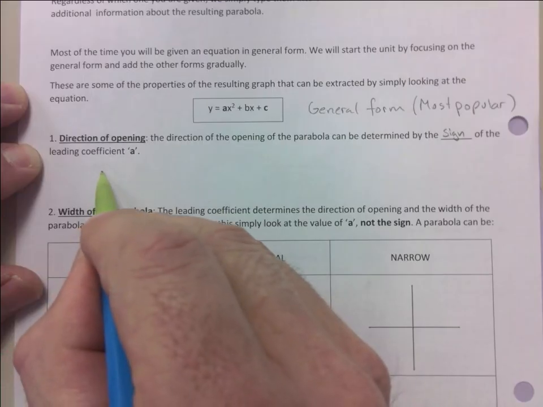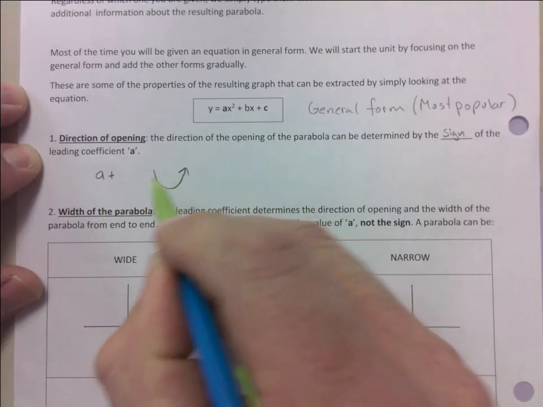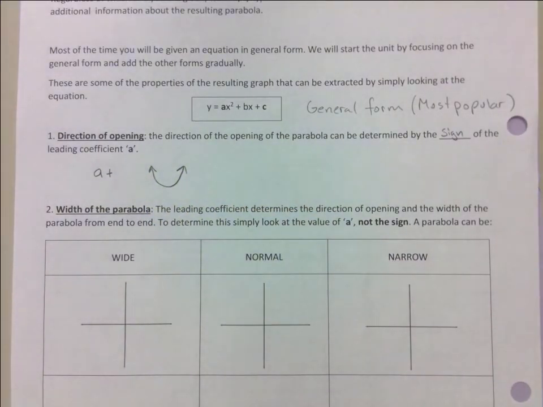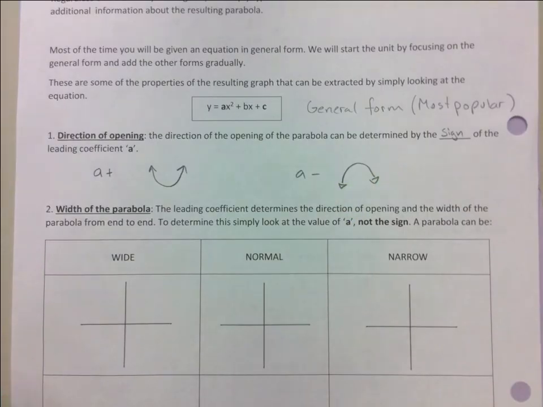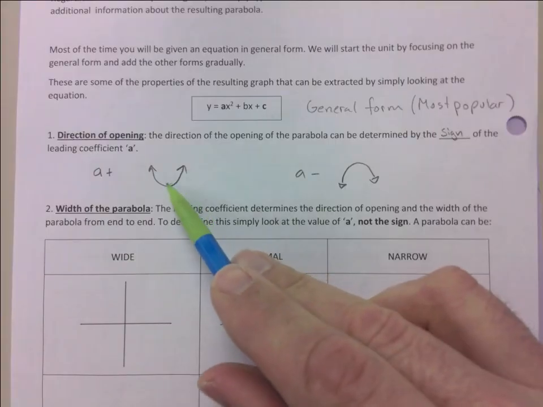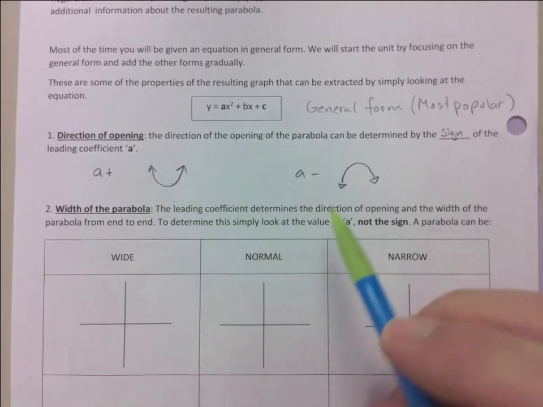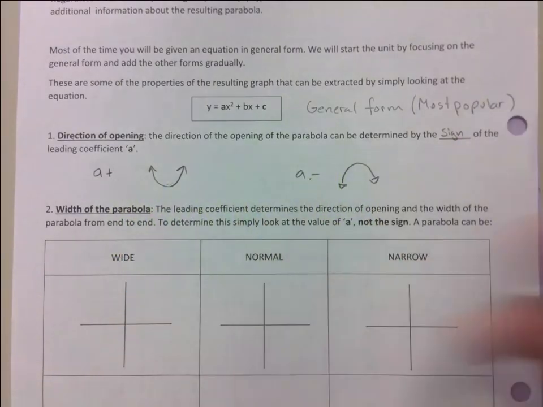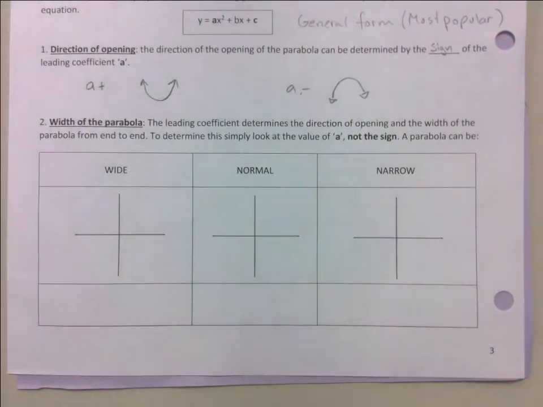So if you notice that A is positive, you know without a shadow of a doubt that this thing is going to be pointing up. If A is negative, you know without a doubt, you're expecting, when you put this into your calculator, A is negative, you put it in and it looks like this, you know you did something wrong. You forgot something, okay? If it's negative, it's pointing down. If it's positive, it's pointing up. That's step number 1.